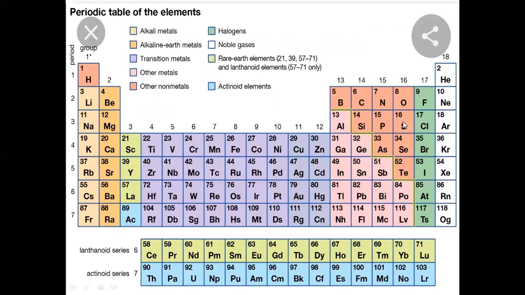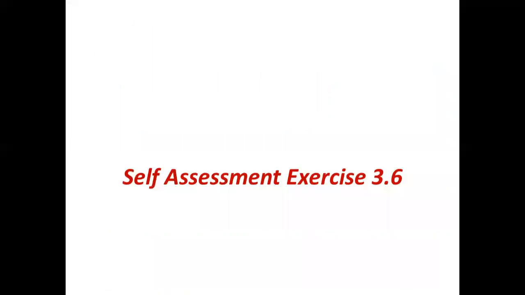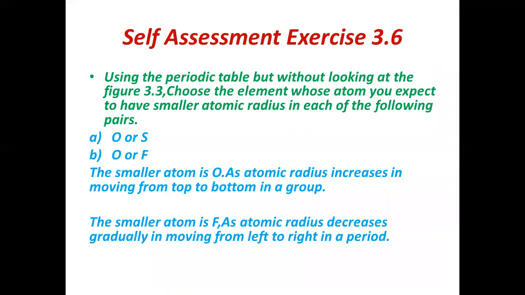Oxygen and sulfur both are present in group number 6 of the periodic table, also called group number 16. Oxygen is present in the second period and sulfur in the third period. So sulfur has more shells, 3 shells, and oxygen has 2 shells. Definitely the atomic size of sulfur will be greater than oxygen. And the second case is oxygen or fluorine.